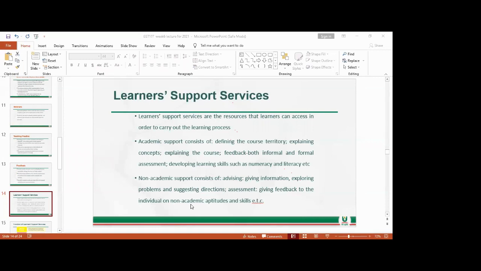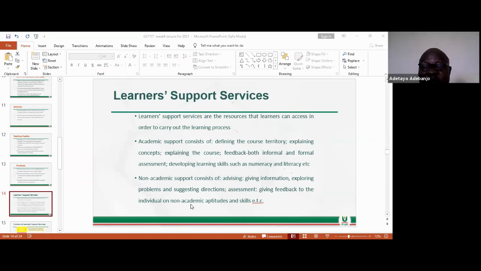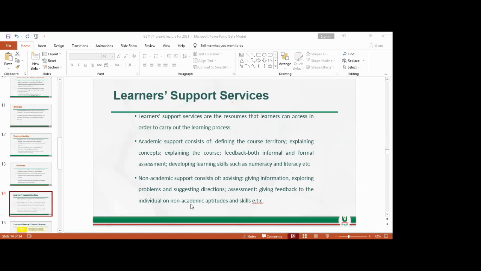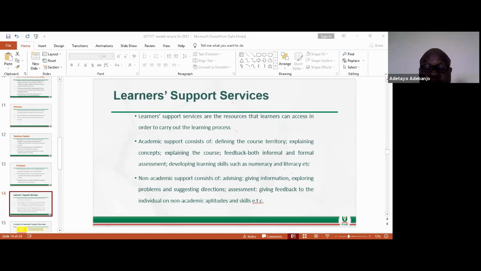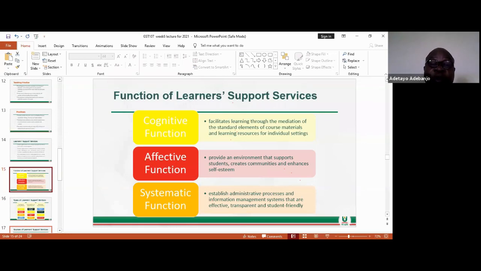Non-academic support is like advising you, giving you information, exploiting information. They want to see your attitude, and then they will suggest for you the direction you should go, where to meet, where to go to, so that you don't miss where you're supposed to be. So, what are these functions of this learner support?